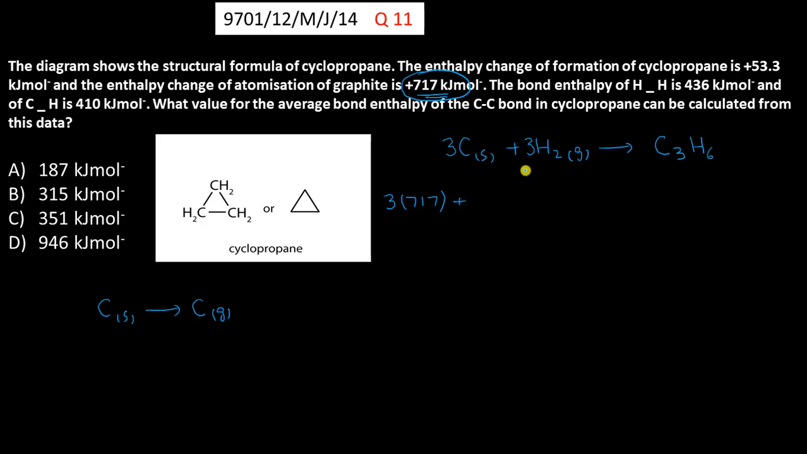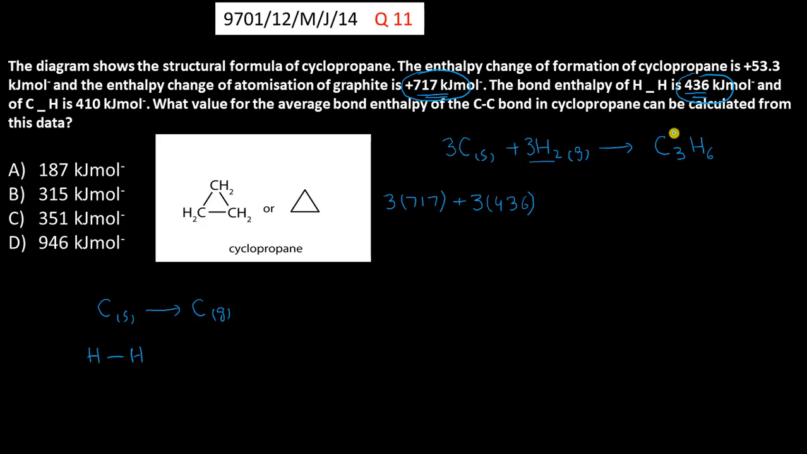Now you have to break 3 hydrogen to hydrogen bonds, H to H bonds, and the bond enthalpy for 1 mole of H to H bonds is 436. So for 3 moles it will become 3 into 436.